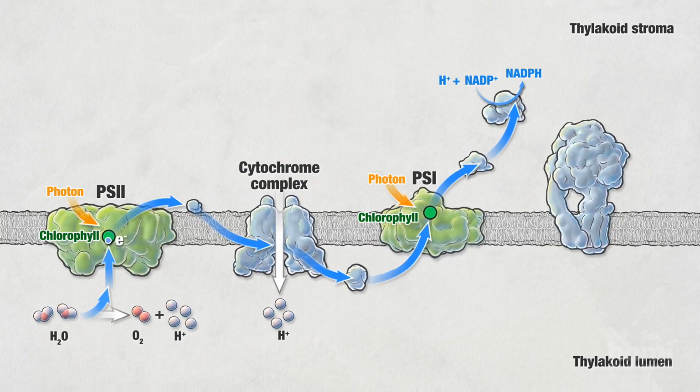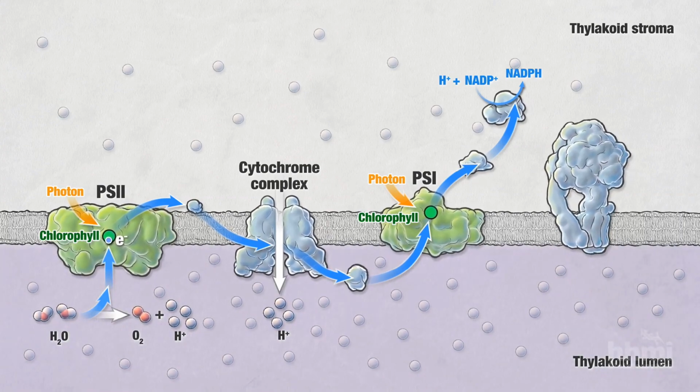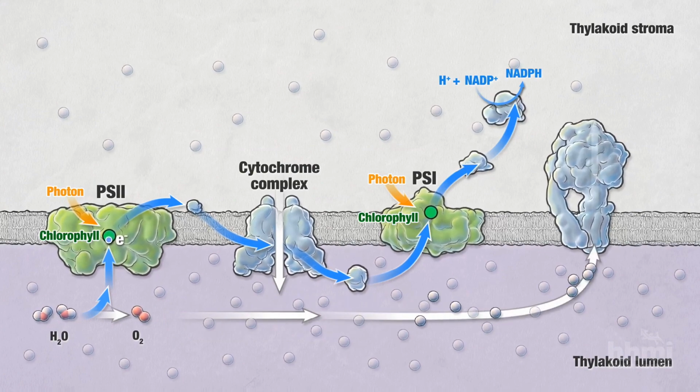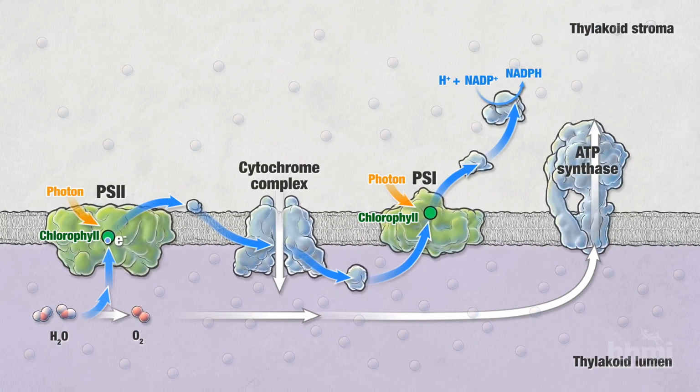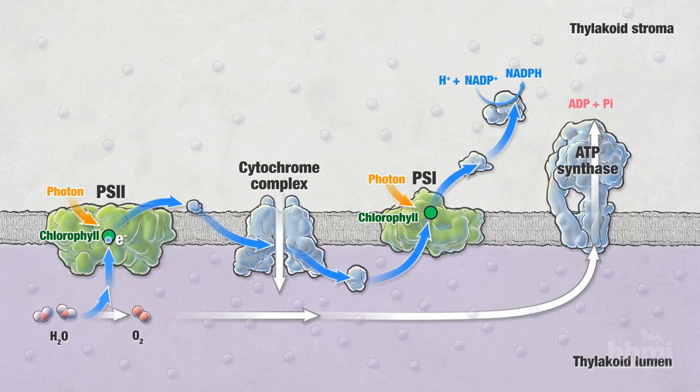Some of the energy from light is now stored in the reduced molecule NADPH. Some of the energy released from the transfer of electrons establishes a proton gradient across the thylakoid membrane. Protons that accumulated in the lumen diffuse into the stroma through an enzyme called ATP synthase. ATP synthase uses the potential energy of the proton gradient to combine ADP with inorganic phosphate to form ATP. In this way, the potential energy is transformed into chemical energy stored as ATP and NADPH.